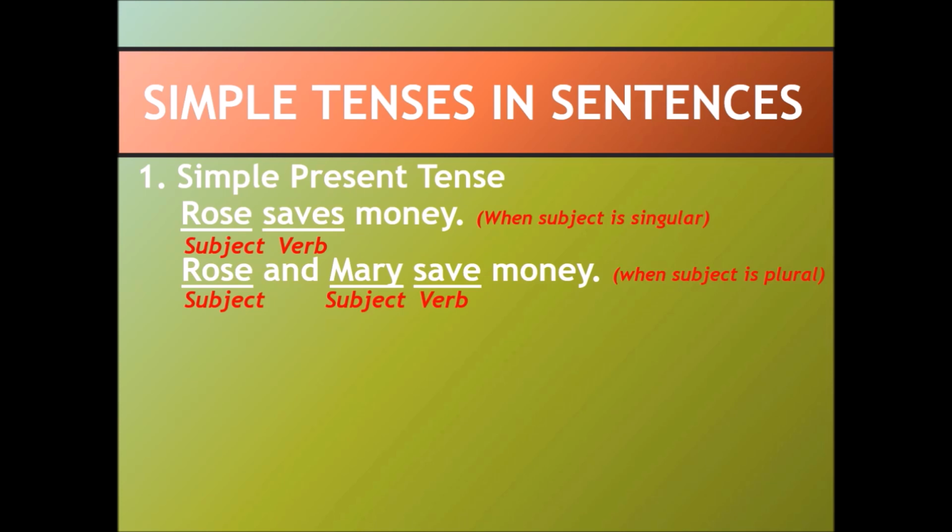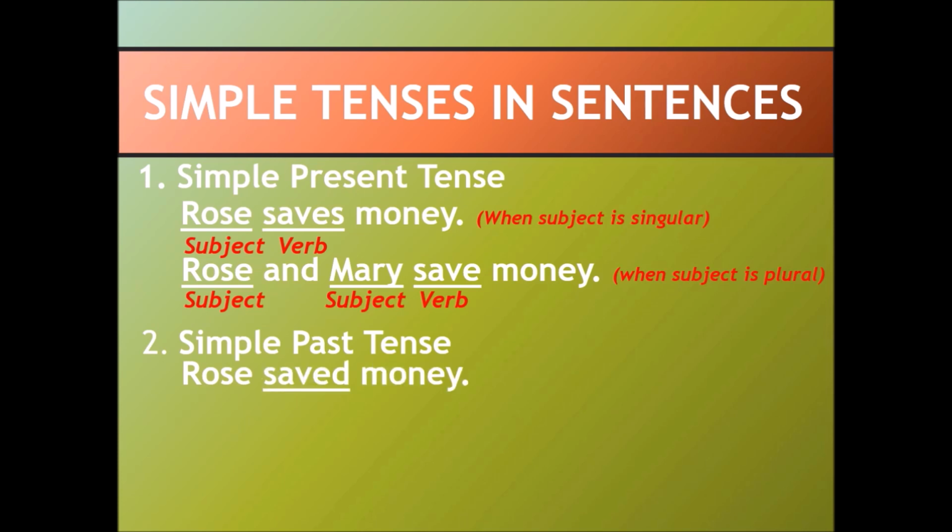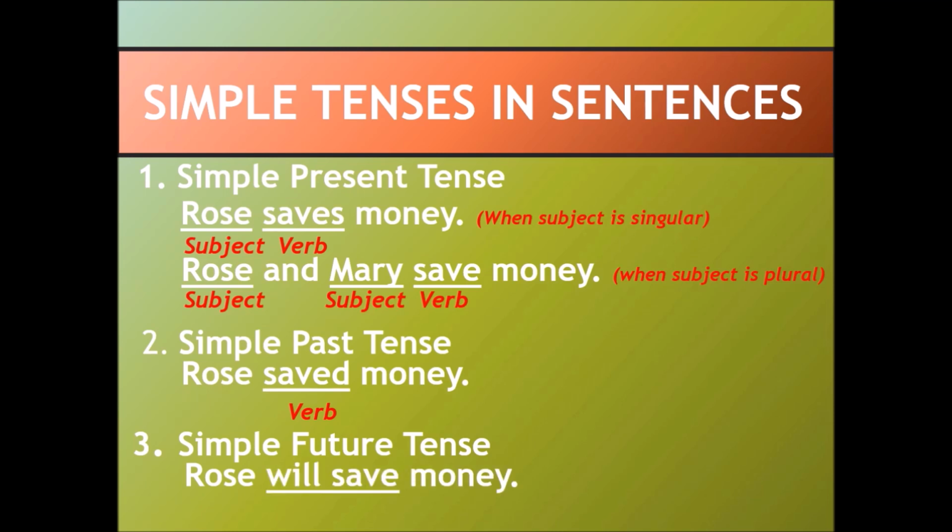Okay, for number 2, the simple past tense, our example is Rose saved money. You see, our verb there in its past tense form has a D. Then the third example of the simple tenses is the simple future tense. Our example is Rose will save money. So the verb save is accompanied by the helping verb will. This is the structure of the simple future tense.